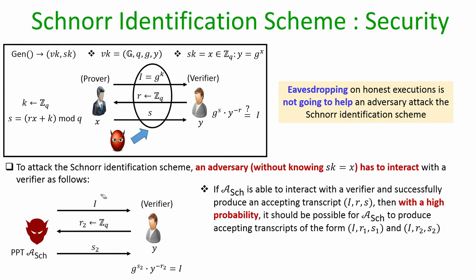Because if the adversary knows how to come up with a response only for some specific values of the challenge, then that is not a good adversary strategy. The probability that the adversary is able to break the security of the identification scheme is not significantly high. It is significantly high only when, irrespective of the challenge, the adversary is able to come up with the corresponding valid response.